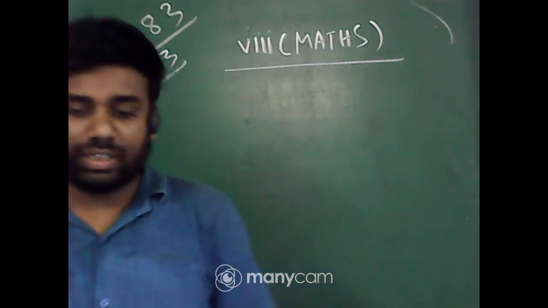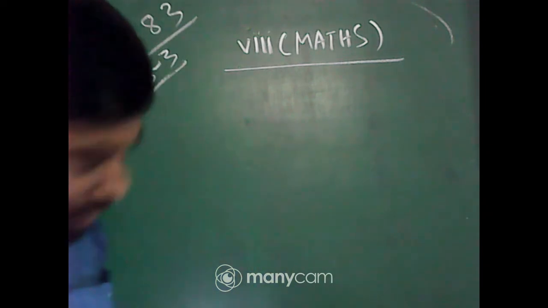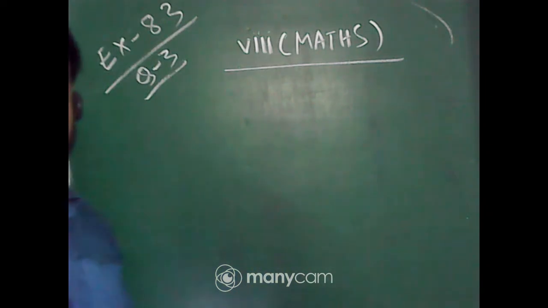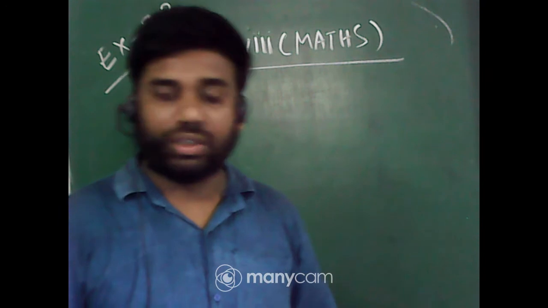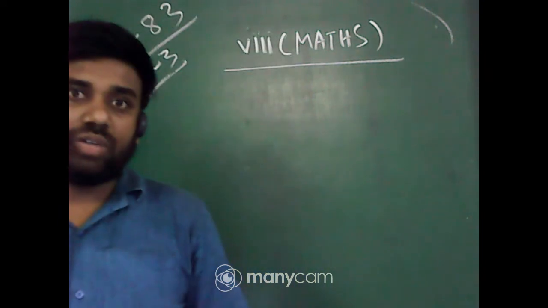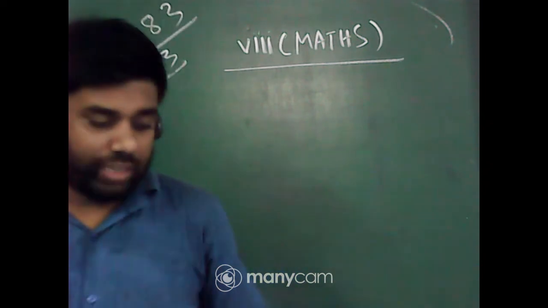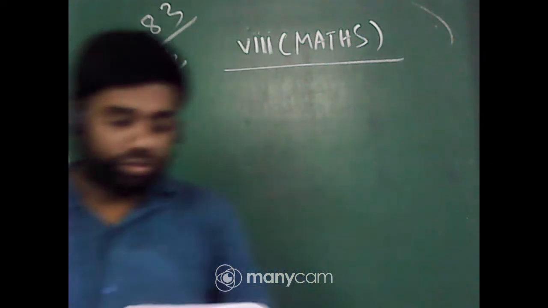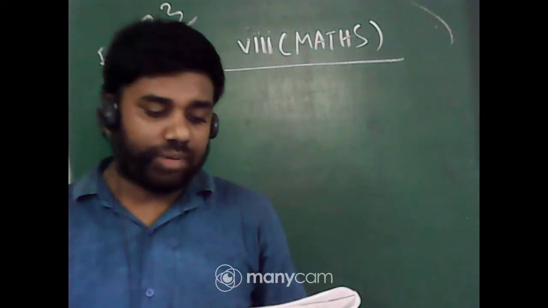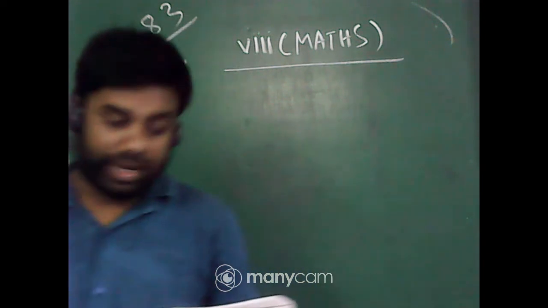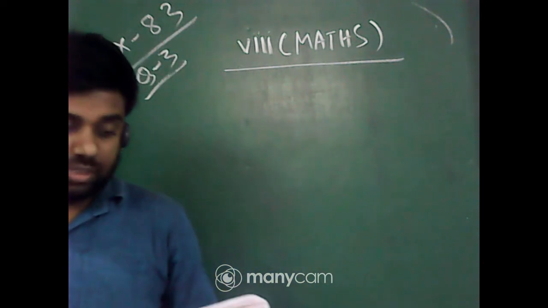Students of class 8, today I will solve question number 3 of exercise 8.3. In the previous video we solved question number 2. The question is: Favina borrows 12,500 at 12% per annum for 3 years at simple interest.